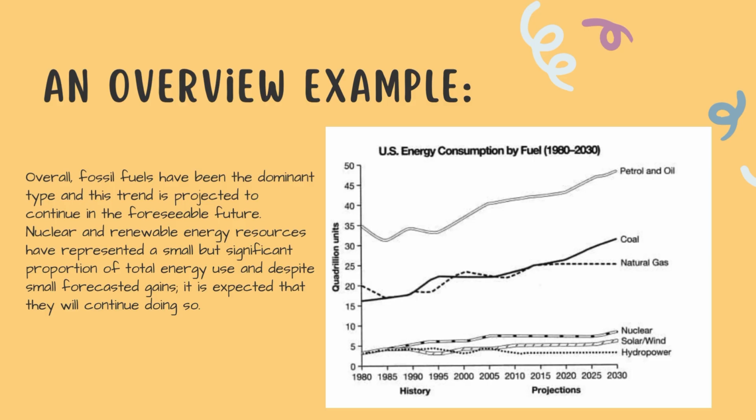So bringing that all together, let's go back to our line graph, which shows US energy consumption by fuel. And here it is a dynamic graph because it's over a period of time from 1980 to 2030. So here is my example of an overview to give you a really good idea of what the examiner is looking for. Overall, fossil fuels have been the dominant type, and this trend is projected to continue in the foreseeable future. Nuclear and renewable energy resources have represented a small but significant proportion of total energy use, and despite small forecasted gains, it is expected that they will continue doing so.